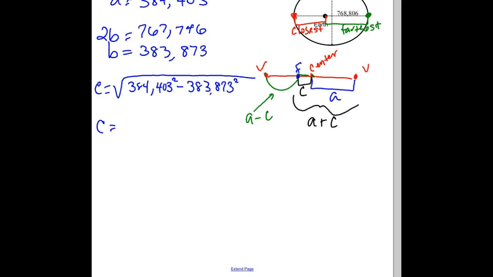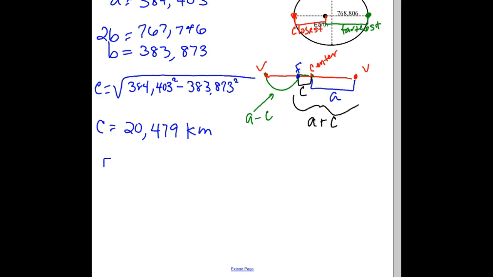Because we're dealing with such large distances, let's go ahead and round it to a whole number. What would it round to for C? 20,000. Are we agreeing with that? Okay.